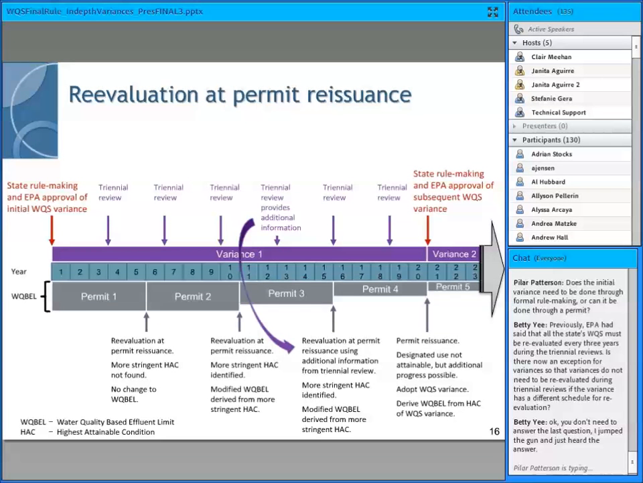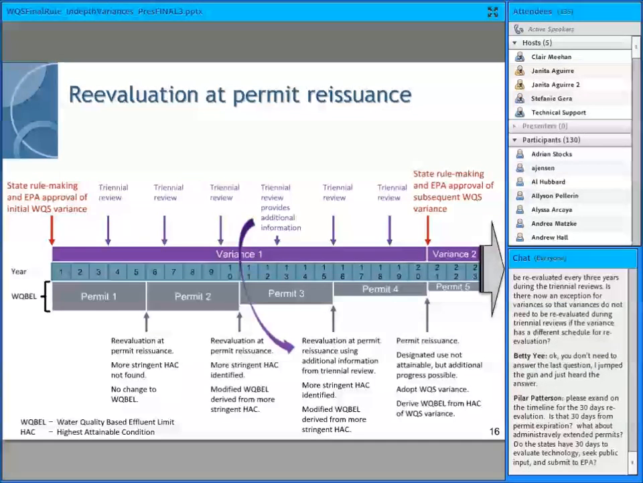In this hypothetical scenario, the state or tribe does not find any new data or information indicating a more stringent highest attainable condition during the first reevaluation. Noting the reevaluation results did not identify a more stringent highest attainable condition, the permitting authority reissues the permit with the same water quality-based effluent limit as the previous permit.